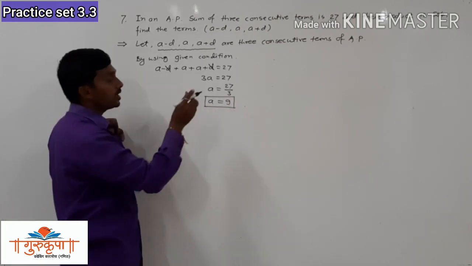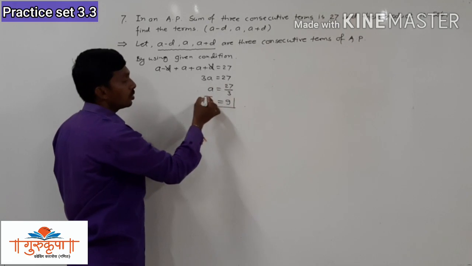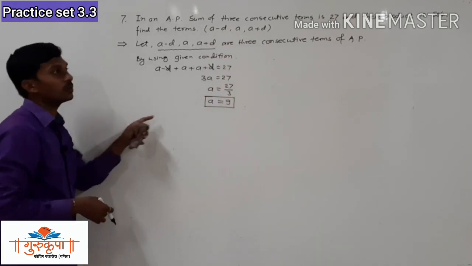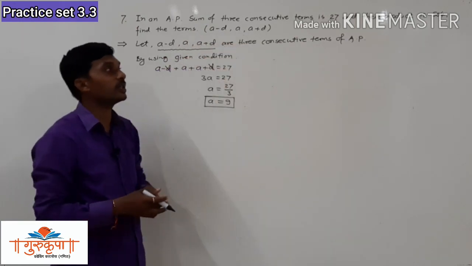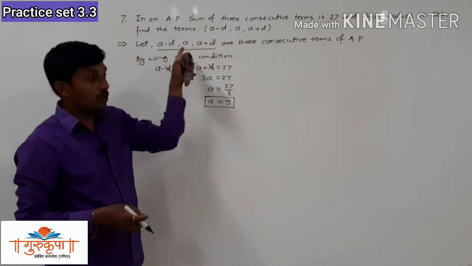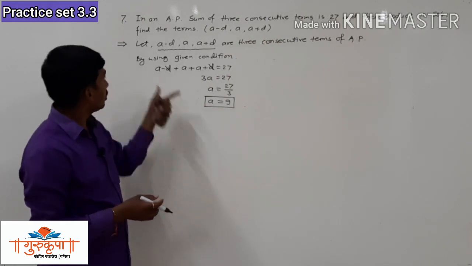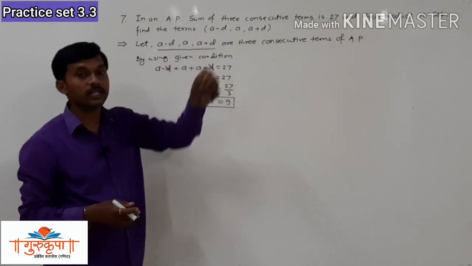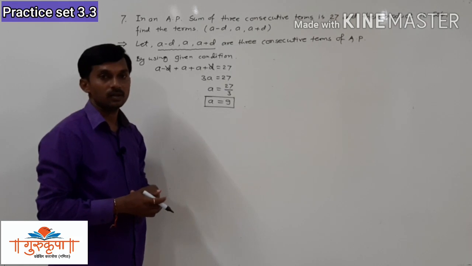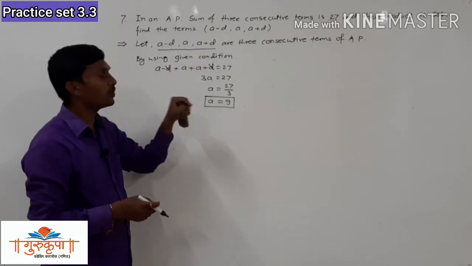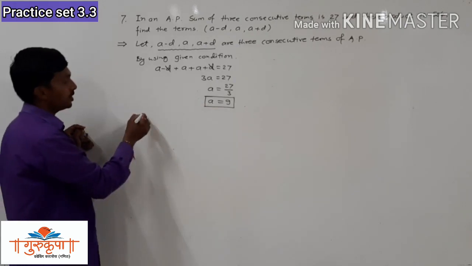Now, we have to find the value of d also. So, how to get the value of d? Using the another information. What is the another information we have given? That is product of all the 3 terms is 504. So, using that condition, you can easily find the value of d also. So, here we can write by using given condition.